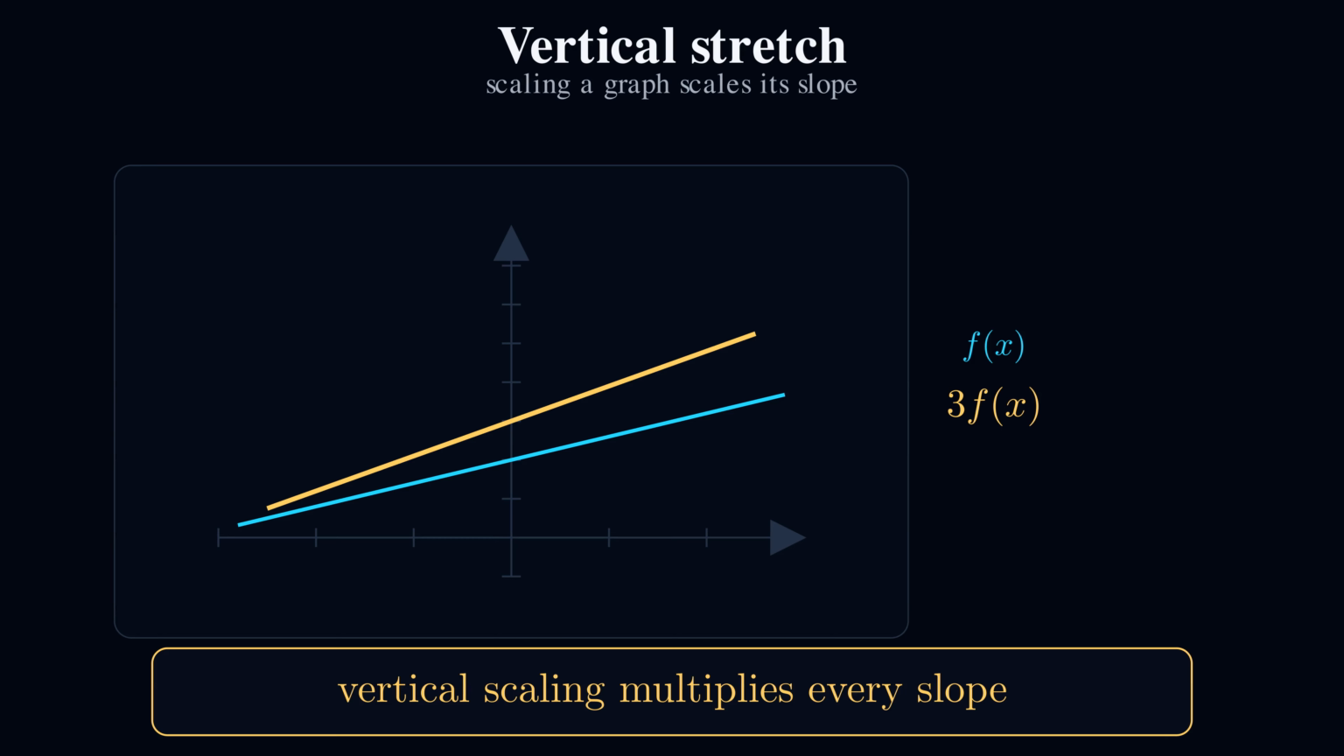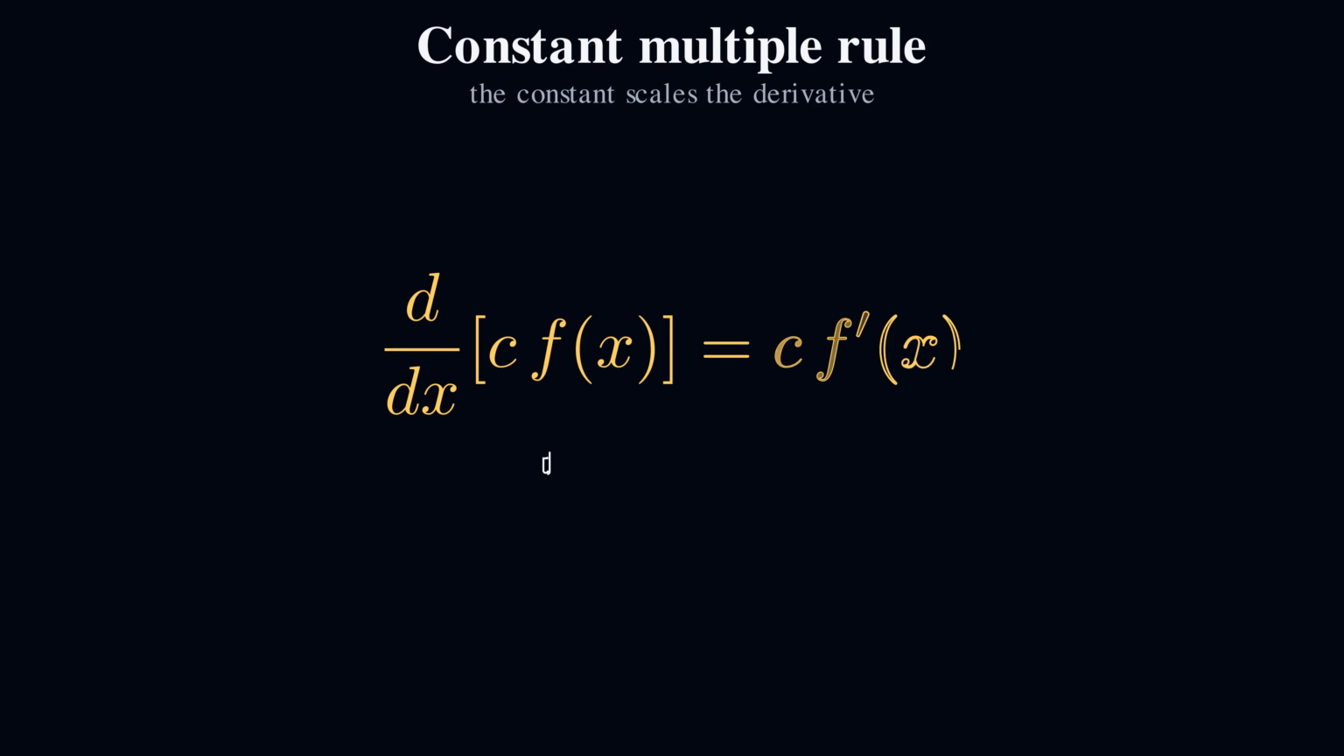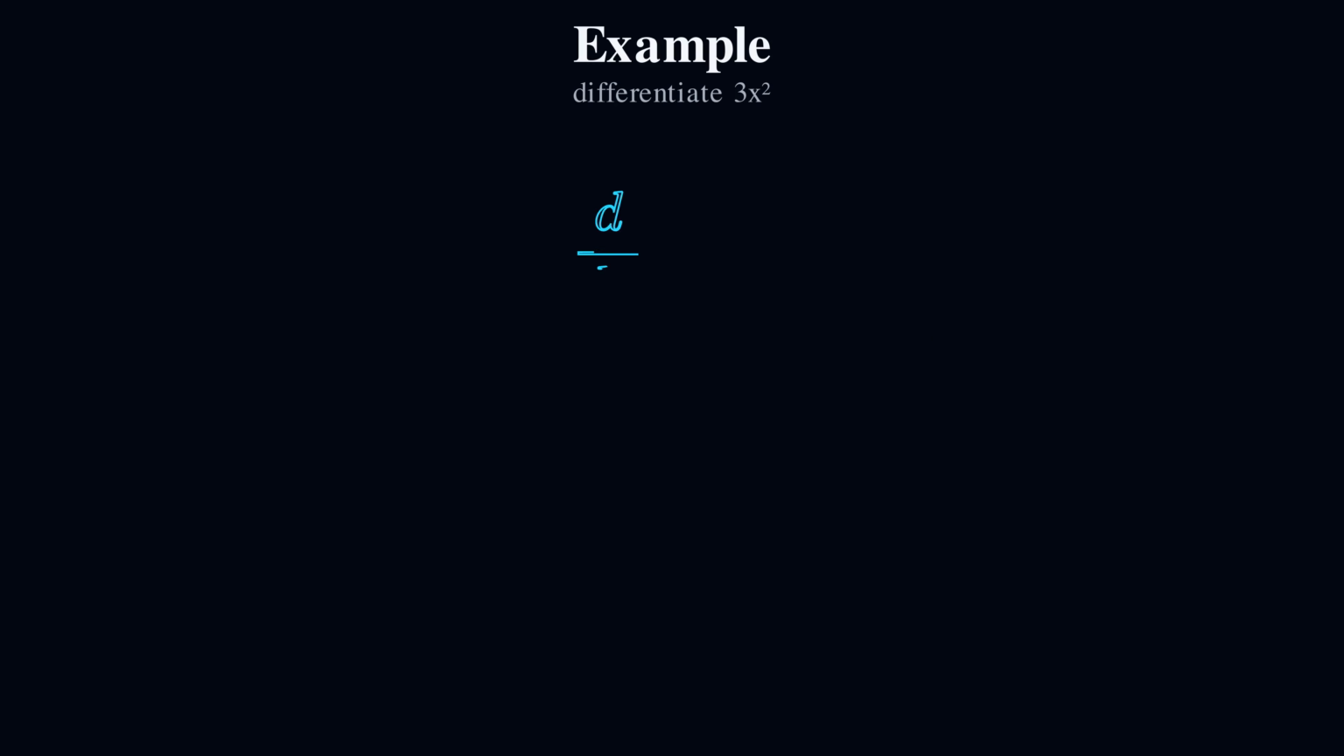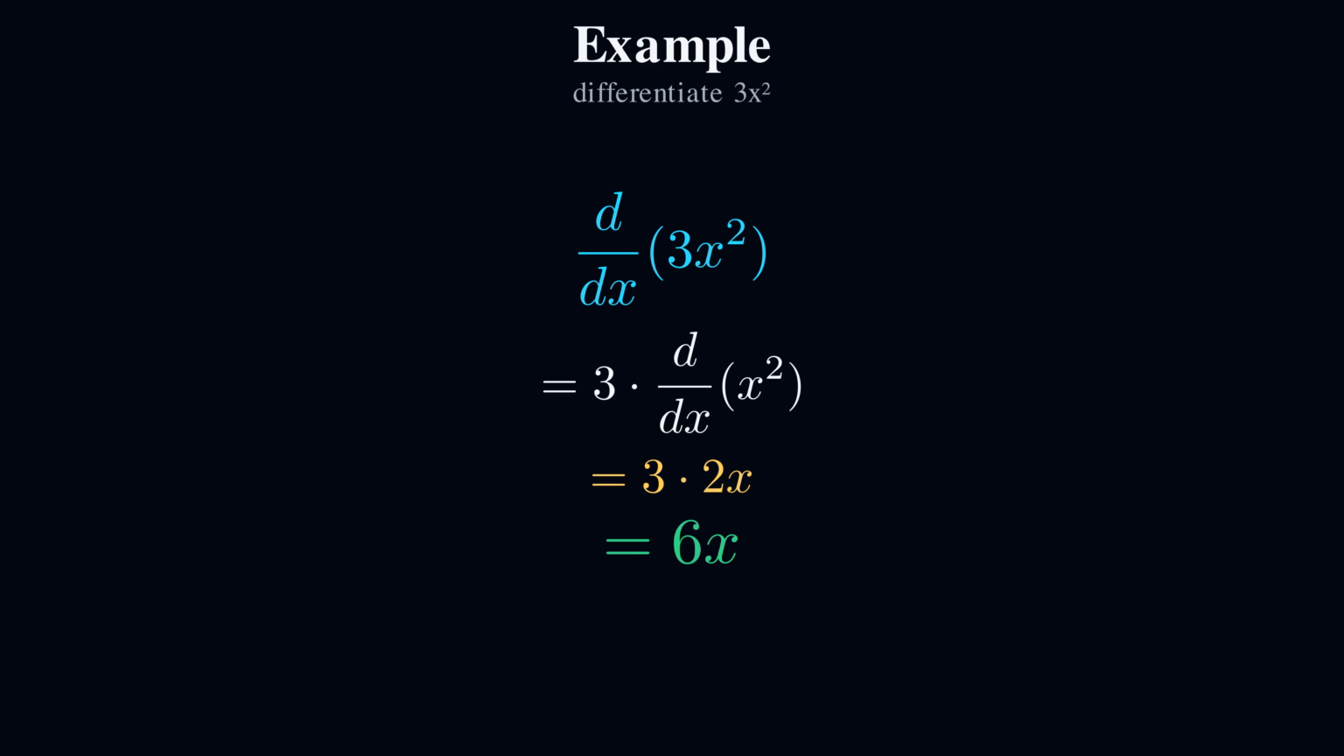This gives the constant multiple rule. The derivative of c times f of x is c times f prime of x. The constant stays because it scales the slope. For example, the derivative of 3x squared is 3 times the derivative of x squared. Since the derivative of x squared is 2x, the answer is 6x.